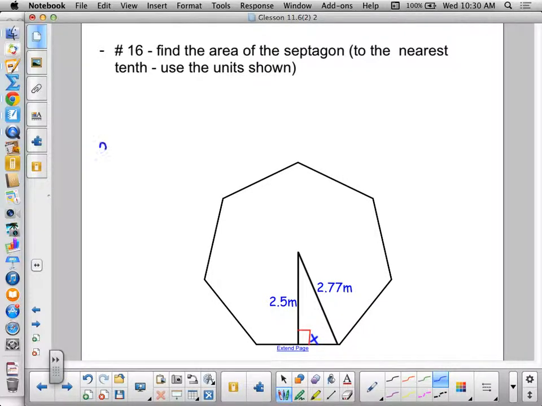Okay, so 2.5 squared plus x squared equals 2.77 squared. Again, those are numbers I'm not going to know real fast, but if I find that out, 2.77 squared minus 2.5 squared is 1.4229. Take the square root of that. It's about 1.19.